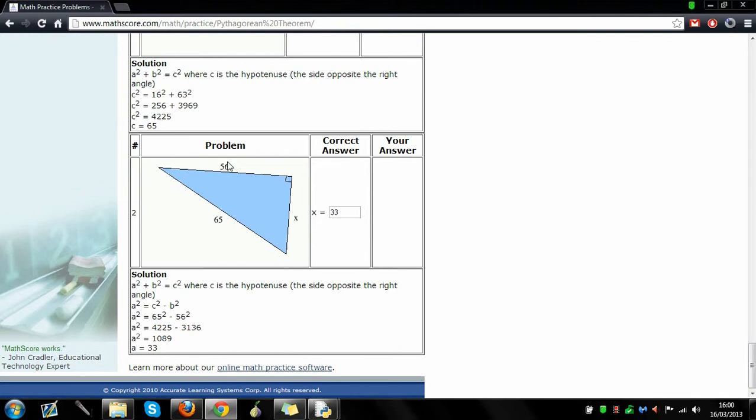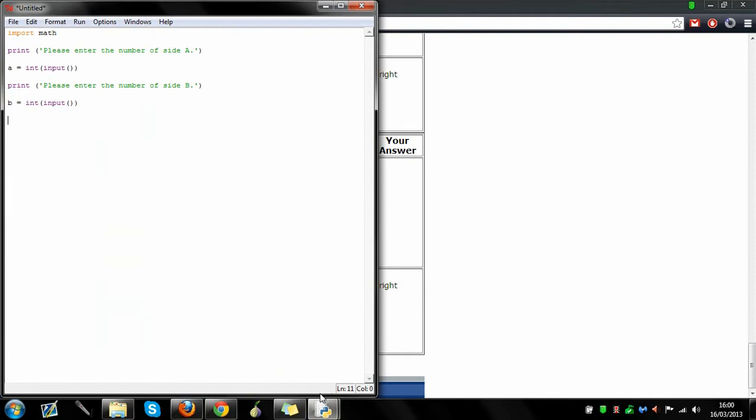Right, that is side A, so 56, and that's side B, 65, and that is side C. C is always the hypotenuse, C is always x, whatever you want to call it, or most of the time anyway. So it's a squared plus b squared equals c squared. So now what we've got to do is, let's just call it AA for a second. So AA equals A times A. It's that easy. So BB is the same, B times B.